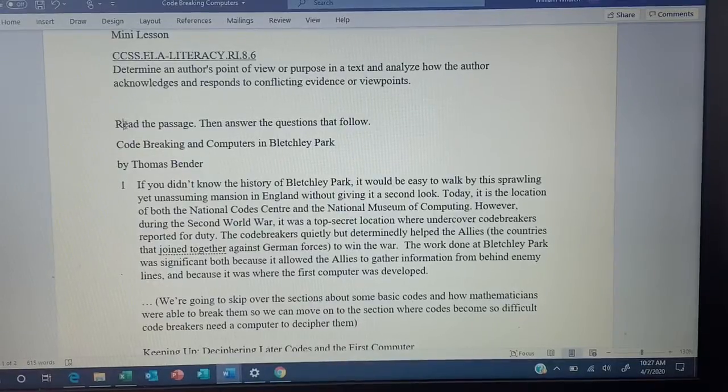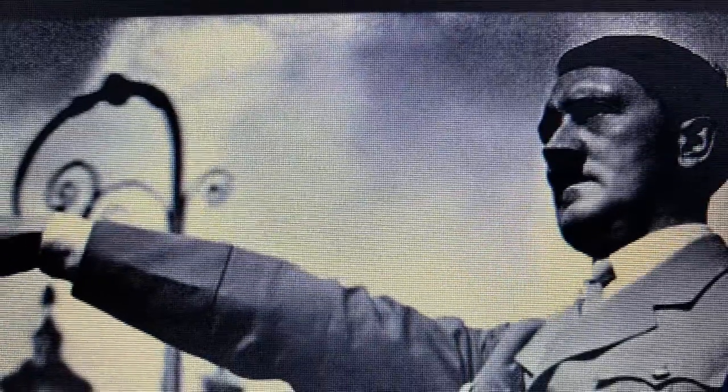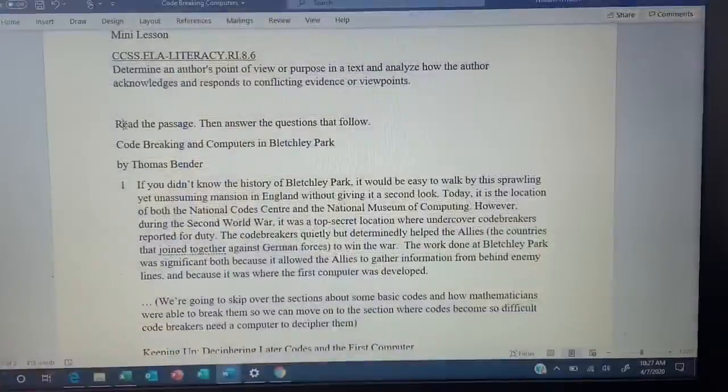The code breakers quietly but determinedly helped the Allies, the countries that joined together against German forces, to win the war. The work done at Bletchley Park was significant both because it allowed the Allies to gather information from behind enemy lines and because it was where the first computer was developed.